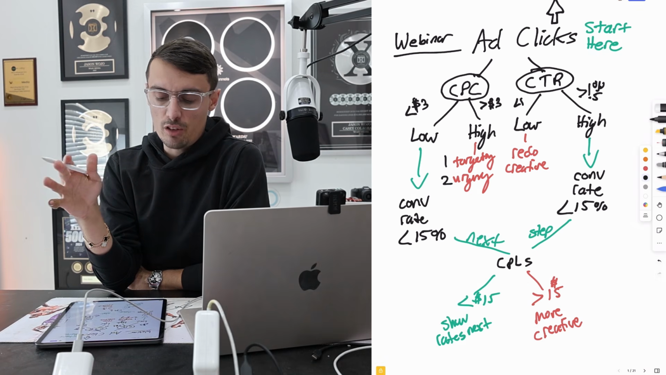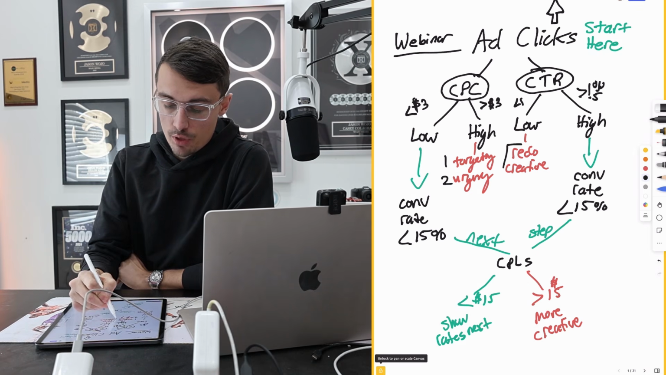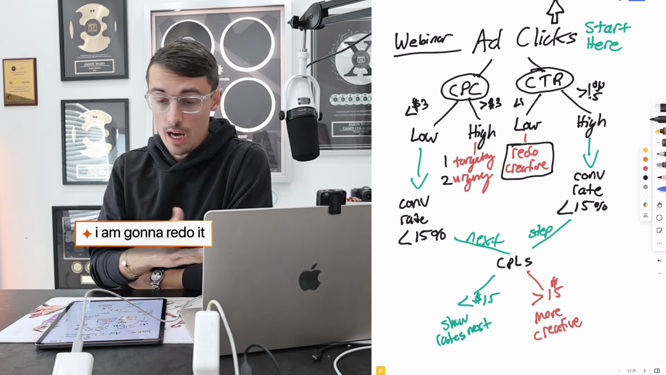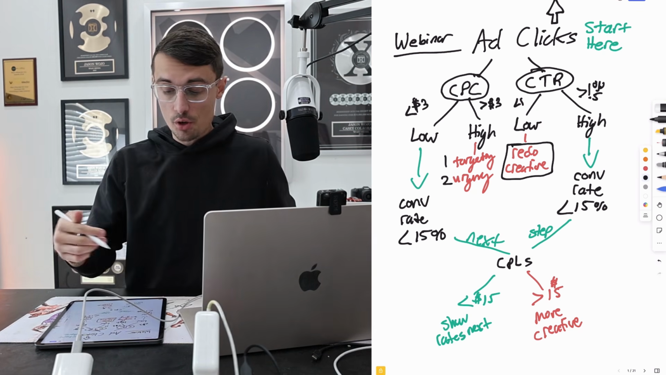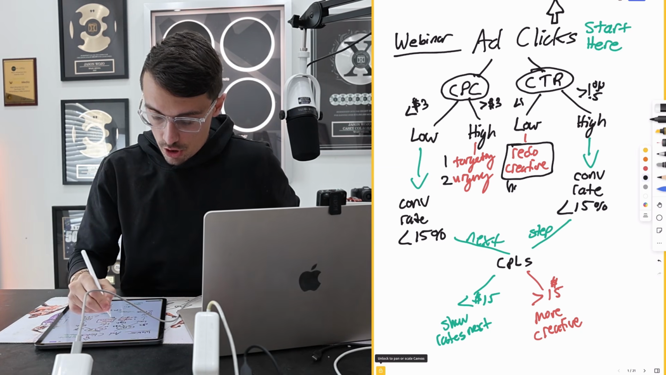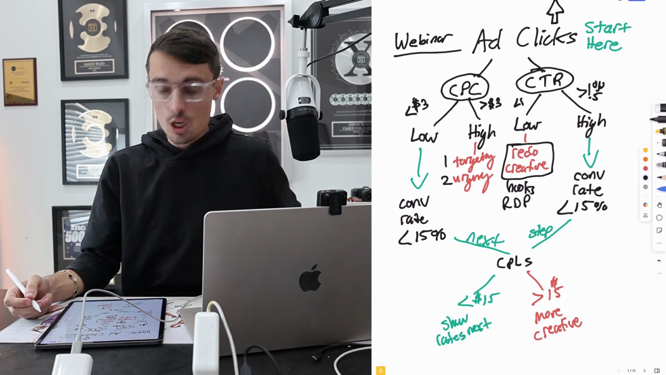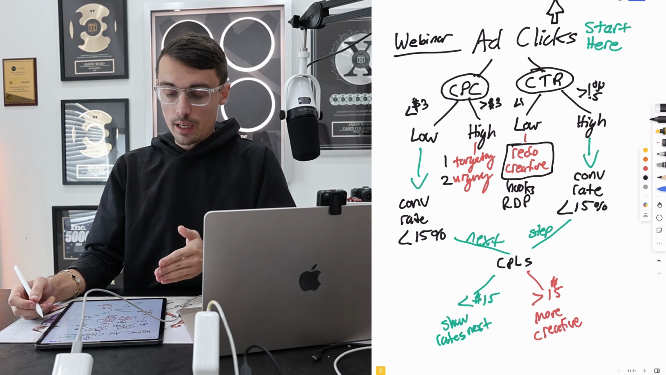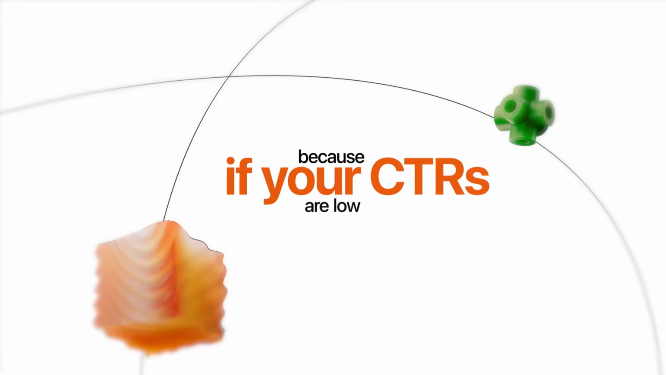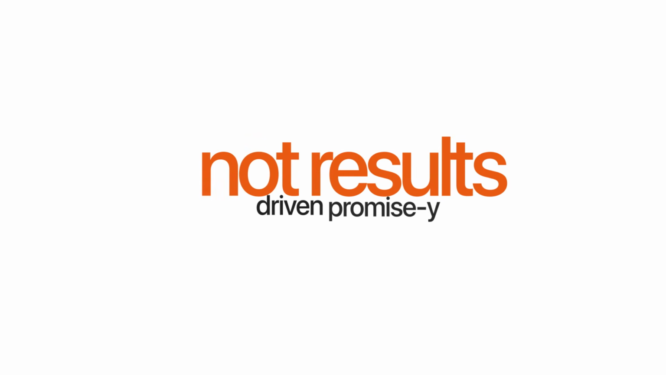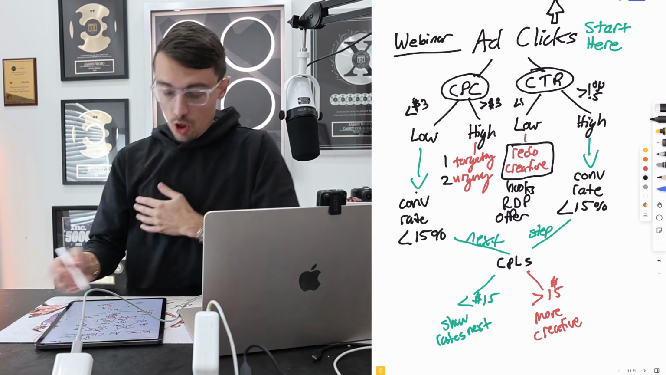But okay, now we look at the creative piece, which is the CTR. Okay, if I have a low CTR, I need to redo the creative completely. I'm gonna use a different hook, different background, whatever it is. So I'm gonna change the hooks. Okay, I'm gonna look at my RDP, which is my results-driven promise, which is what I'm promising in the video. Okay, and that usually comes down to offer. So what is your offer? Because if your CTRs are low, it means your offer is just not results-driven promisey, and it's just not sexy enough. Now, if my CTRs are high, look at both sides here.